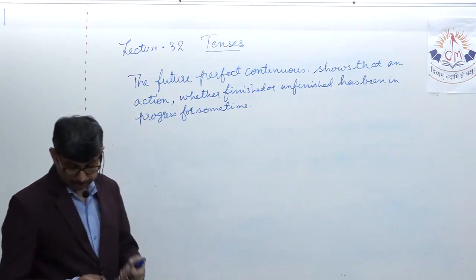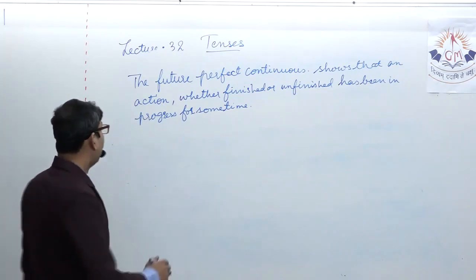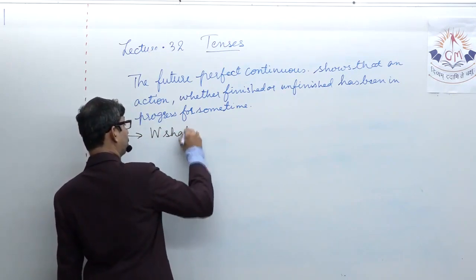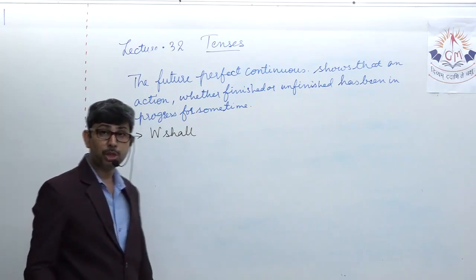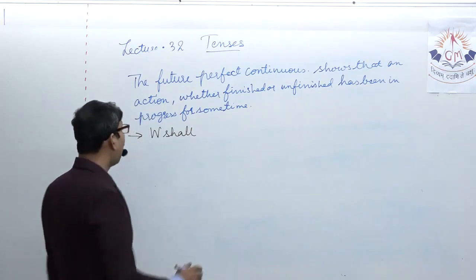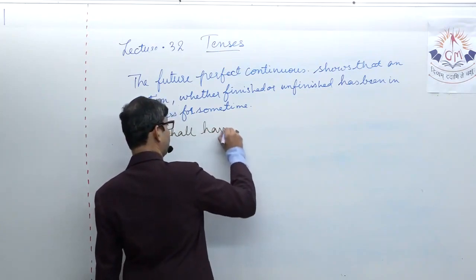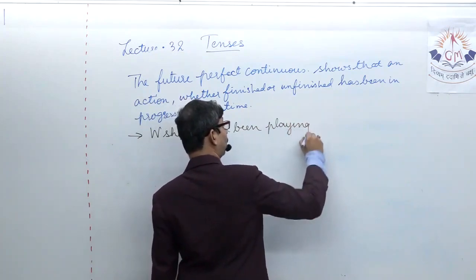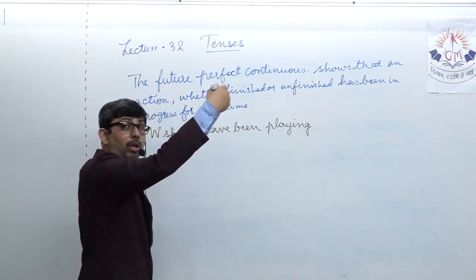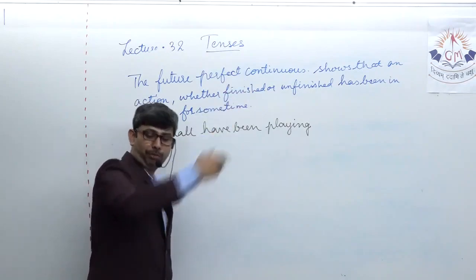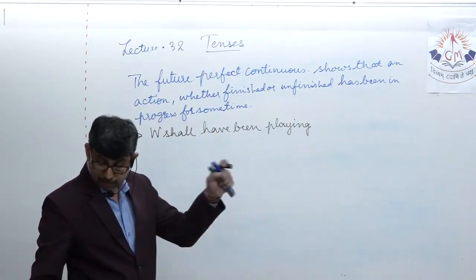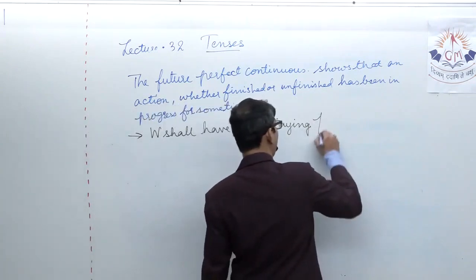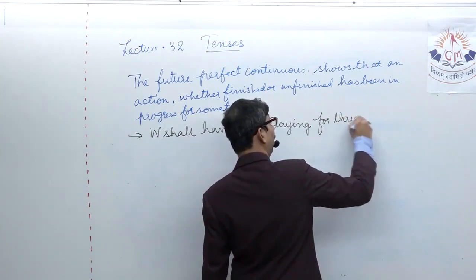As in this example, if I write we shall, so shall is important to show the future indication. We shall have been playing, have a careful look. We shall have been playing, that is the action of playing, will be going on in the given or at some point of time in the future. That time this action will be on for 3 hours. So for how long we would be playing at that time? 3 hours.